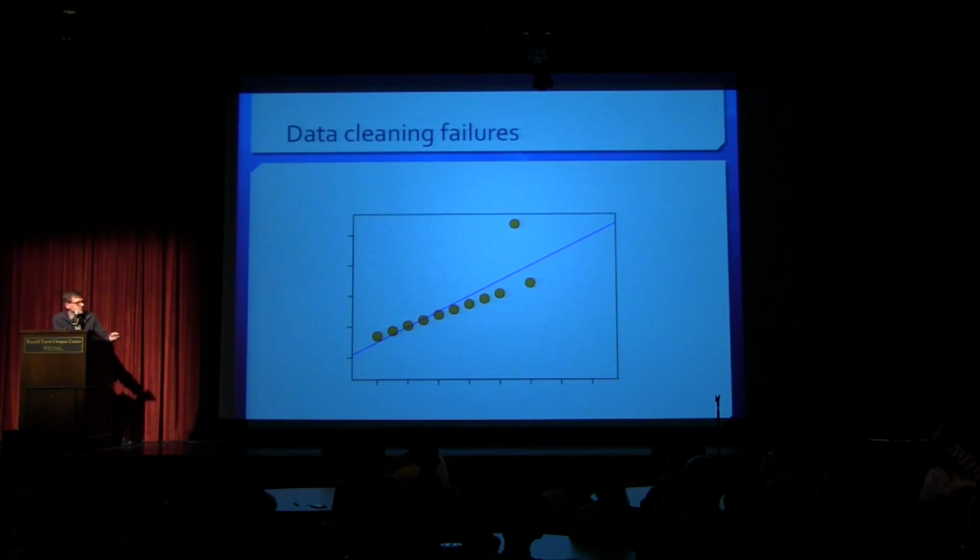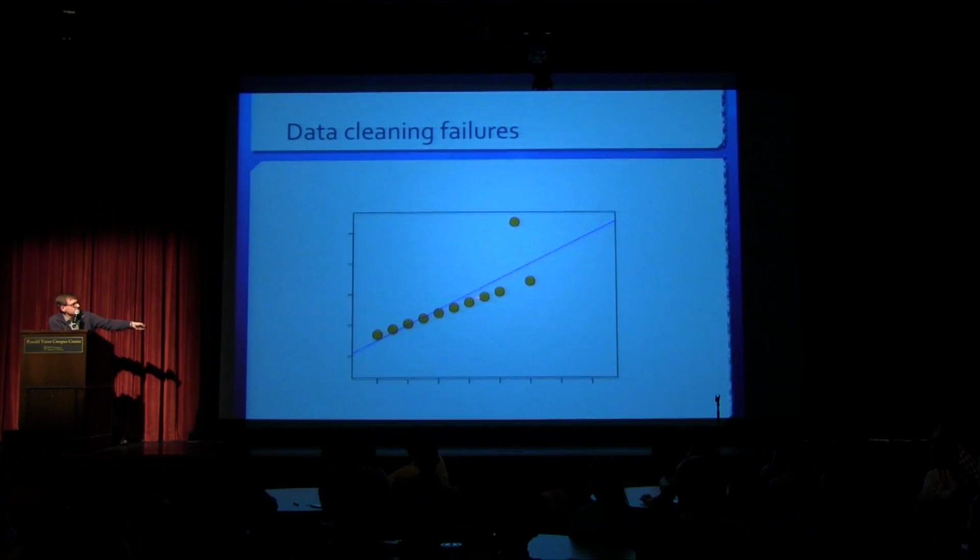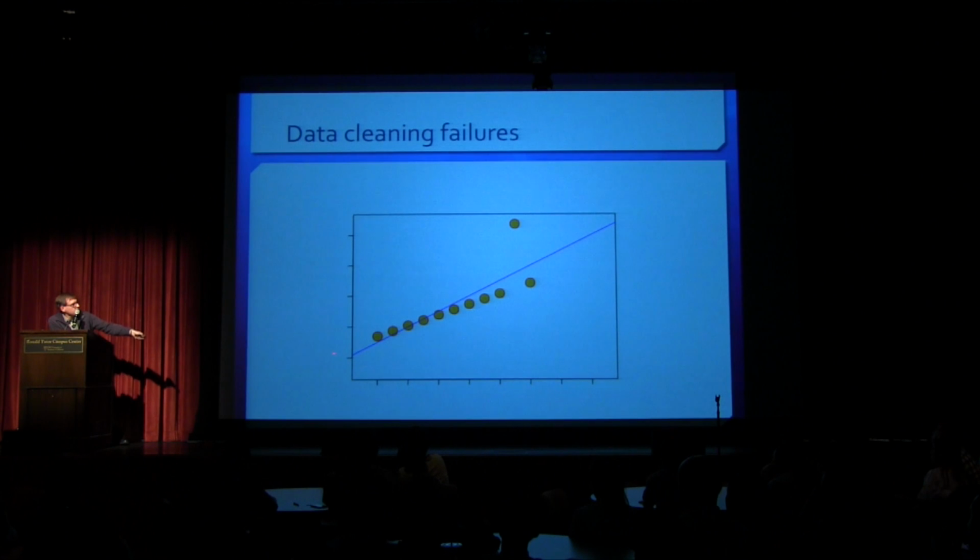Data cleansing failures. This is one of the 4 plots from the famous Anscombe's quartet of data. To our human eyes, it's fairly obvious this is some sort of outlier and probably does not fit this pattern. Yet, if we were to do a simple ordinary least squares regression on it, this is the model we'd come up with. That is the line we would fit.